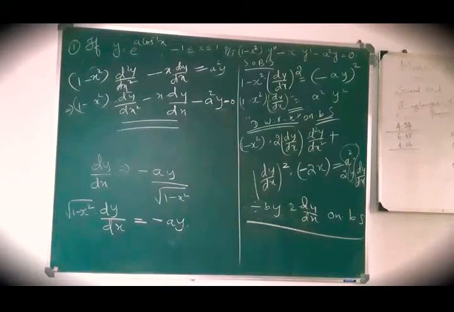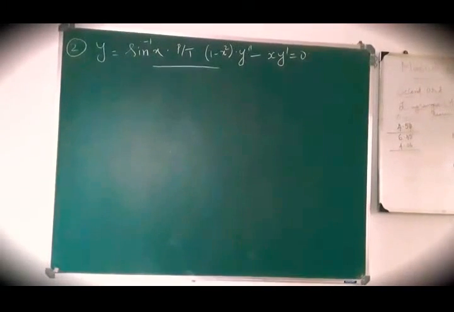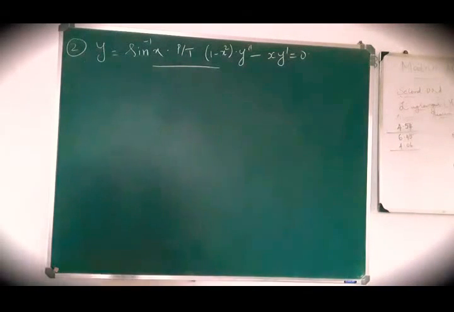Is it clear to everyone? Let us discuss the next question. So second question: y is equal to sine inverse x. Prove that (1 minus x²) y double dash minus x y dash is equal to 0. Let us discuss.